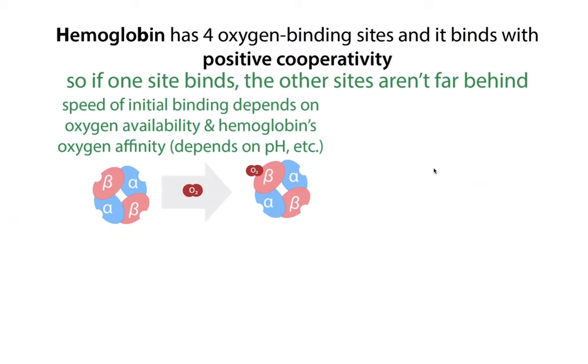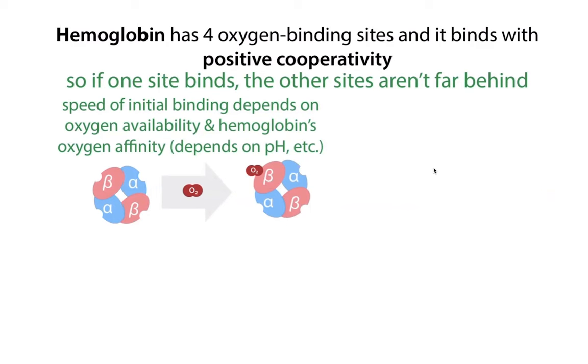We're going to see that hemoglobin has positive cooperativity, which means that once you get that first binding of oxygen, and remember that first binding is just going to depend on the original affinity. The speed of that binding is going to depend on how much oxygen is around, and also hemoglobin's oxygen affinity, which is going to depend on pH and things like this. So we'll talk about how the Bohr effect, how the pH, can influence the binding affinity. But for now, just know that based on the intrinsic properties of hemoglobin and its environment, you're going to have some probabilities of the initial oxygen binding.